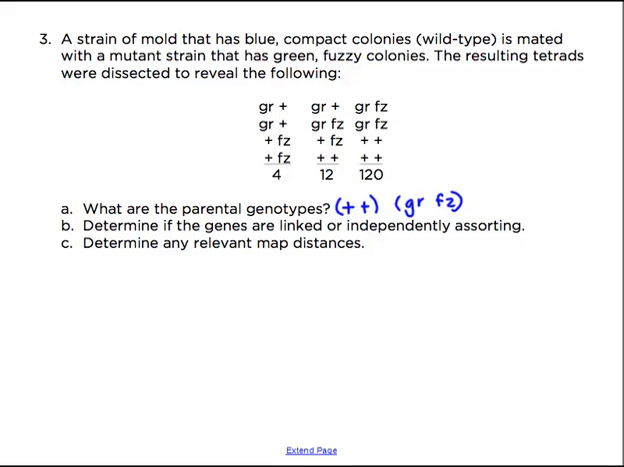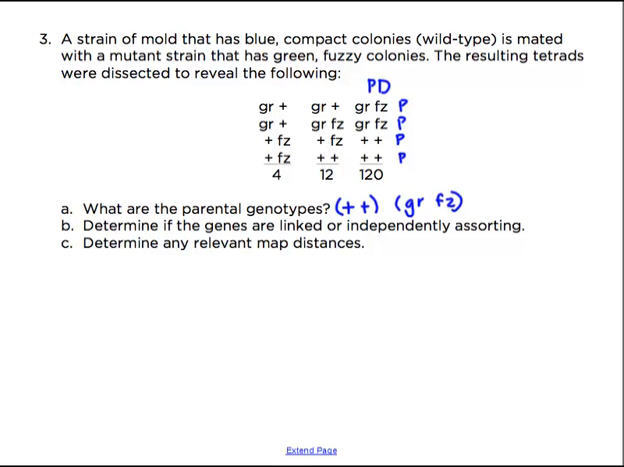Okay, and now for B, it says determine if the genes are linked or independently assorting. Well, how do we do that? Let's look at the tetrads and see which ones are tetratypes, parental ditypes, and non-parental ditypes. Remember, the parental genotypes are plus plus and gr fz. So if you look over here to the third one, you have 2 gr fz and 2 plus plus. Now these are all parental, so this is a parental ditype.